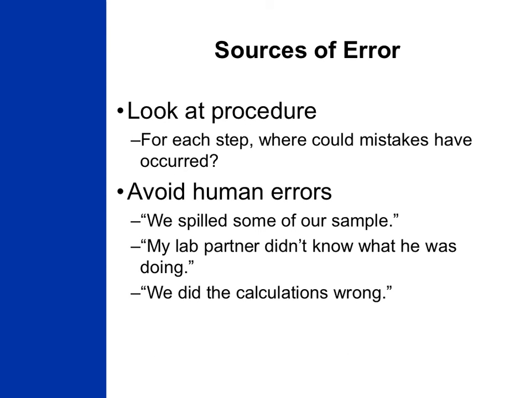One thing that many students struggle with on this experiment is identifying sources of error. The best thing to do is look at the procedure. For each step in the process, figure out what mistakes could have been made, things that maybe you could have prevented, or things that you really couldn't prevent, but maybe you could minimize them from happening. You should avoid listing human errors as sources of error, such as we spilled some of our sample, or my lab partner didn't know what he was doing, or we didn't do the calculations right. If you're not sure how to do the calculations, be sure to ask for help.